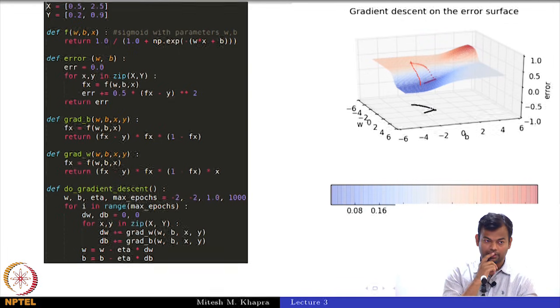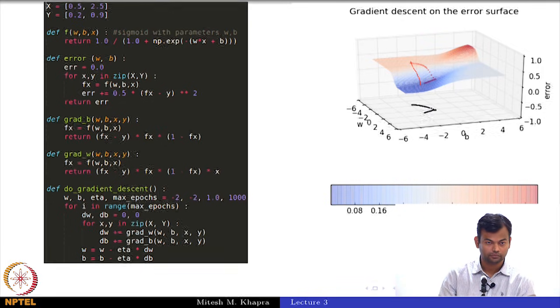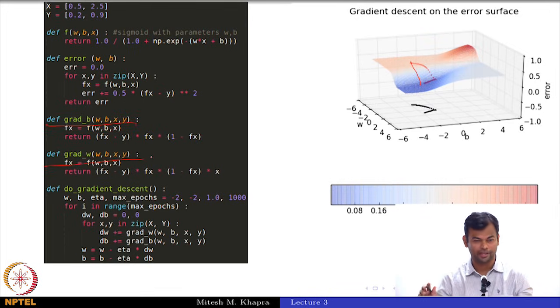Now answer this question. Suppose I had 100 such variables. Instead of w comma b, I had 100 such variables. What would happen? We don't try to visualize it in terms of the code. I'll just need to have these functions for all of those. I'll have to calculate it by hand, but it's still doable. It's just a lot of tedious work.